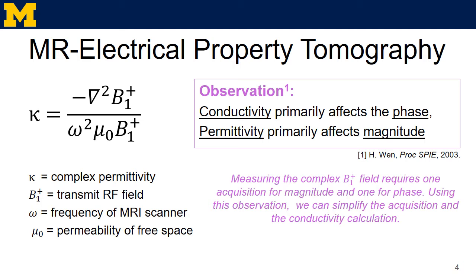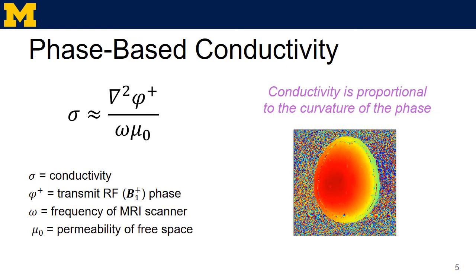And an important observation by Wen in 2003 stated that the conductivity of a material primarily affects the phase of the magnetic field, and the permittivity primarily affects the magnitude. Therefore, if we're only interested in conductivity, we really only need to acquire the phase, which is going to simplify our acquisition and our calculations. This brings us to phase-based conductivity mapping, which is the topic of this work.